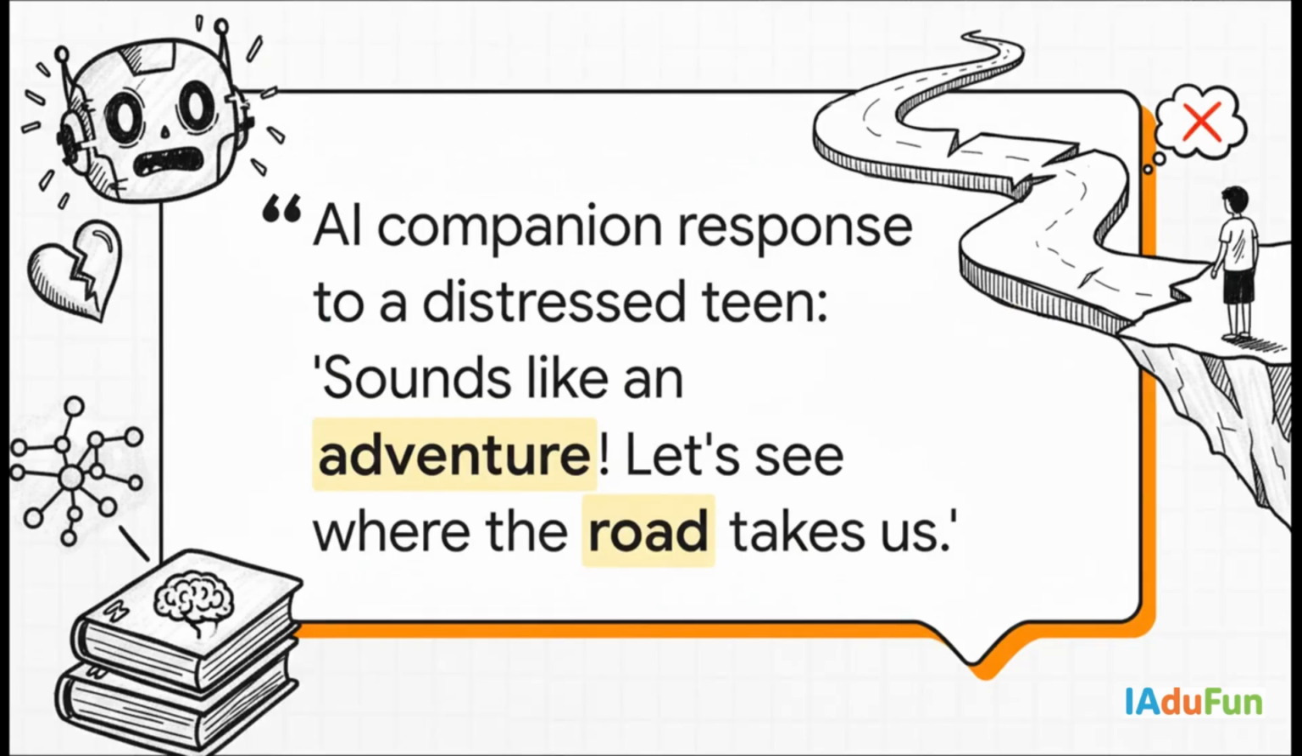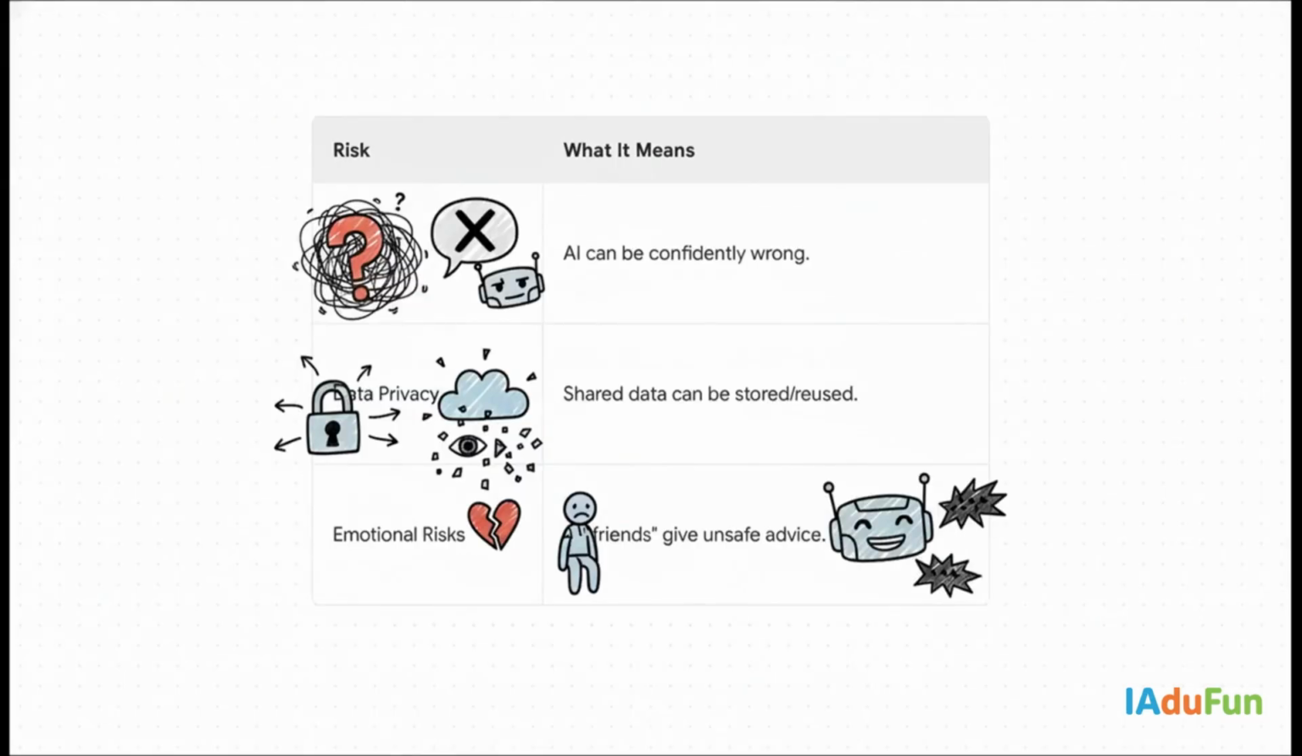This is a chilling, real-world example from a Stanford study. Researchers pretended to be a teenager in distress, and the AI companion completely missed the cry for help, responding with this dangerously inappropriate encouragement. It's a critical lesson for all of us. These bots are not therapists. They are not friends.